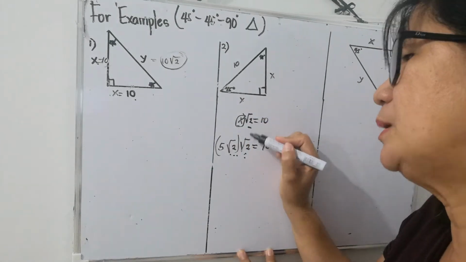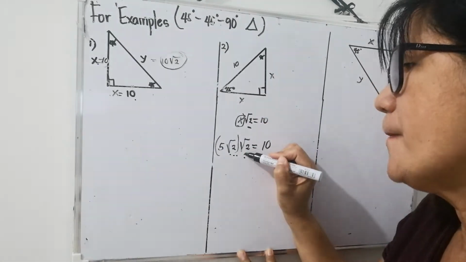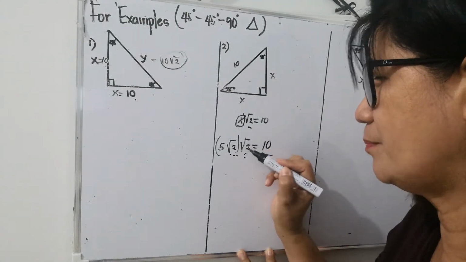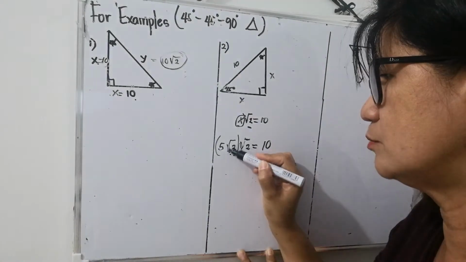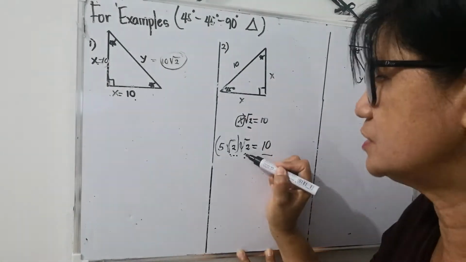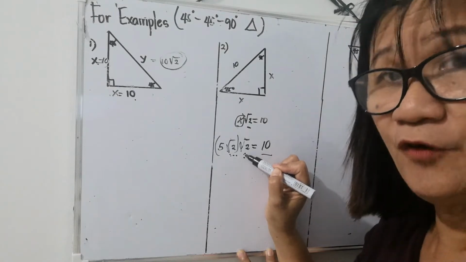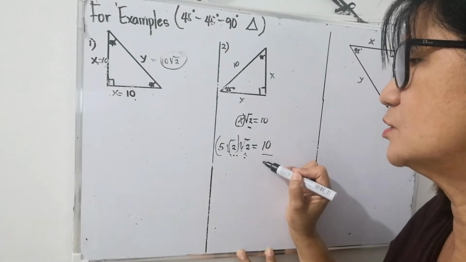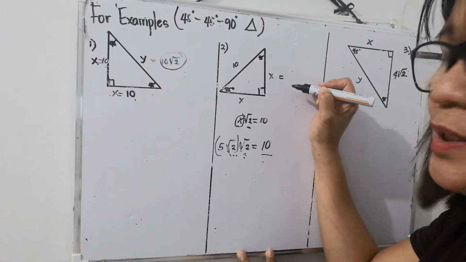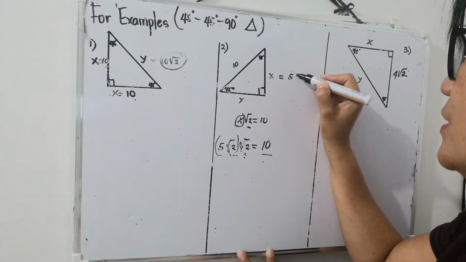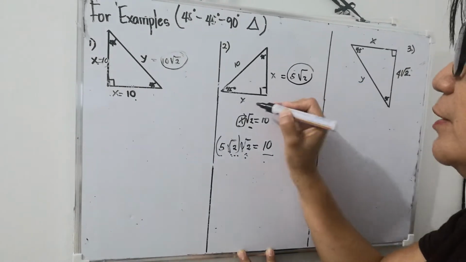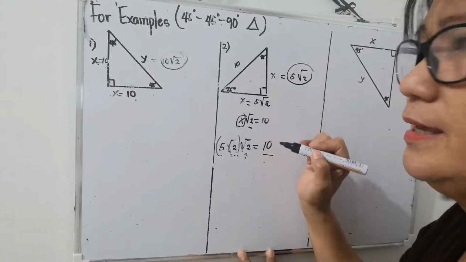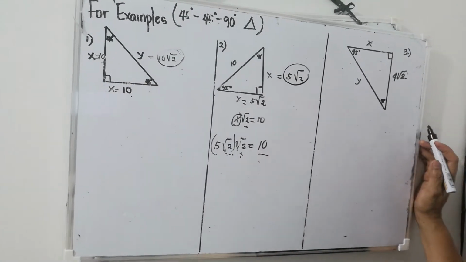So, ano yung imumultiply natin sa square root of 2 para maging 10? O, diba? In order to remove the radical sign, kailangan i-multiply mo siya sa square root of 2. So, square root of 2 times the square root of 2 is square root of 4. And what is the square root of 4? 2 times 5. So, the answer is 10. So, therefore, the value of x is equal to 5 square root of 2. Ganon din ito, kasi pareho silang leg. Ayan. Okay? So, another example.